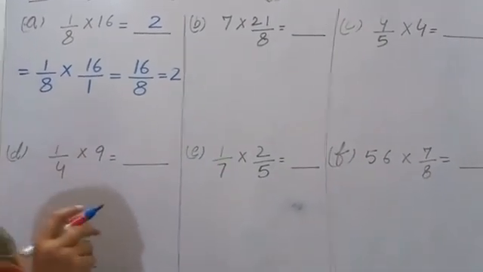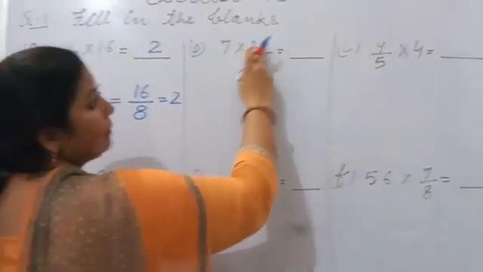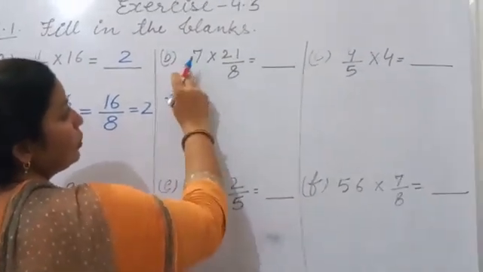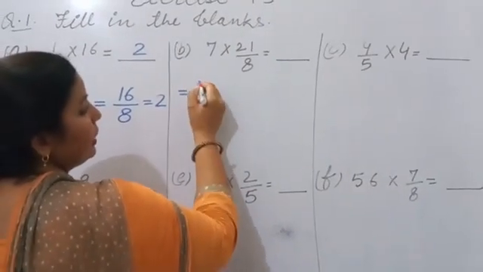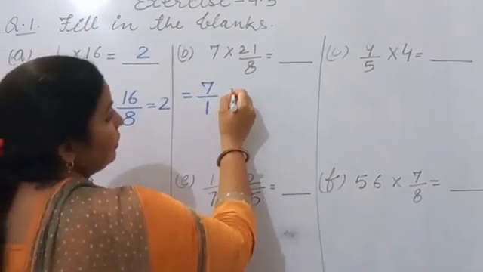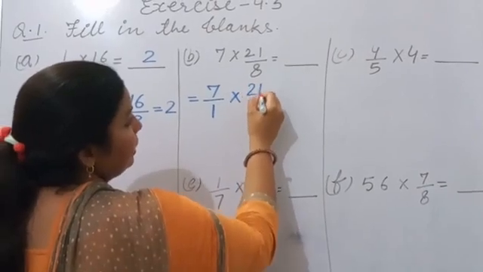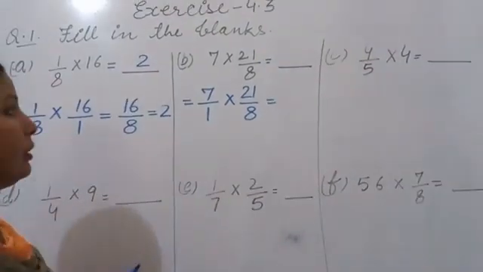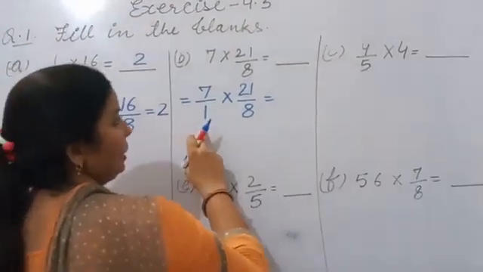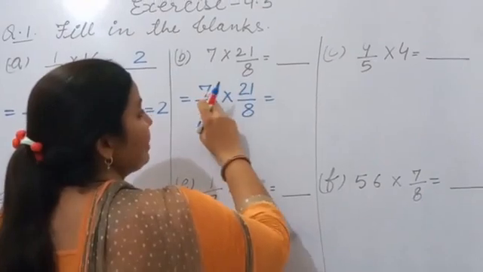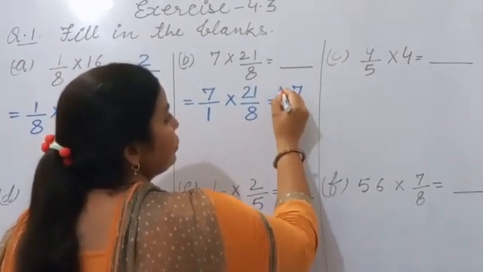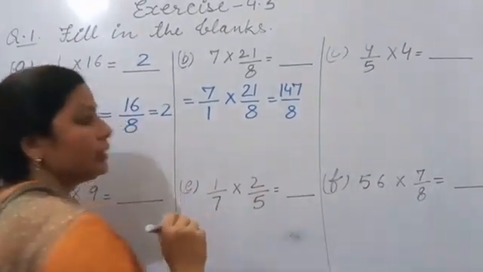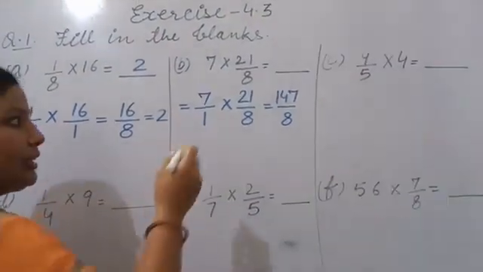Okay. Now it's B part. 7 multiplied by 21/8. So what will we do? Here there is no denominator, so we can take denominator 1. So 7/1 multiplied by 21/8. Now numerator multiplied by numerator and denominator multiplied by denominator. So now 21 multiplied by 7. 7 ones are 7, 7 twos are 14, upon 8.